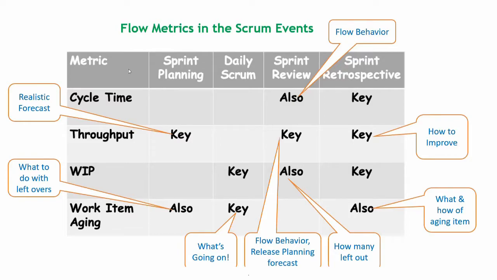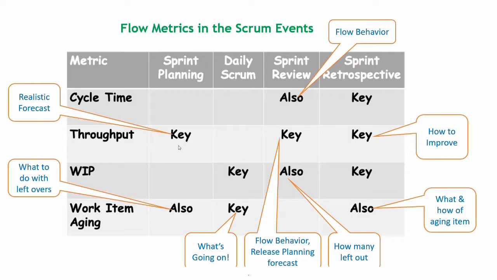On the left hand side, you can see cycle time, throughput, work in progress, and work item age as the core metrics as per the Kanban guide for Scrum. And at the top, you can see the events: sprint planning, daily Scrum, sprint review, and sprint retrospective. Starting with the sprint planning, two flow metrics are throughput and work item age.